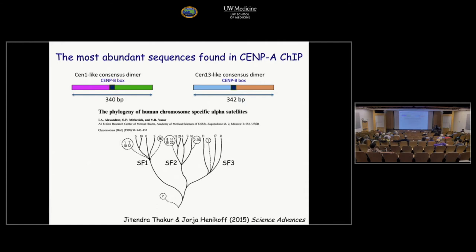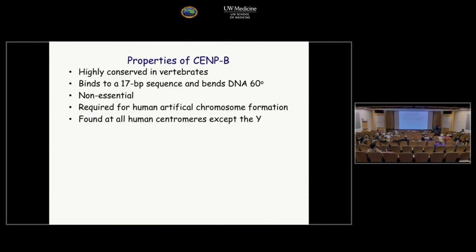So what is CENP-B? Which I showed you actually cytologically basically labels all human alpha satellite. So it's highly conserved in vertebrates. It binds to the CENP-B box, and it bends DNA 60 degrees. So hold that thought. It's not essential. It's required for human artificial chromosome formation. It's found in all human centromeres except for the Y.